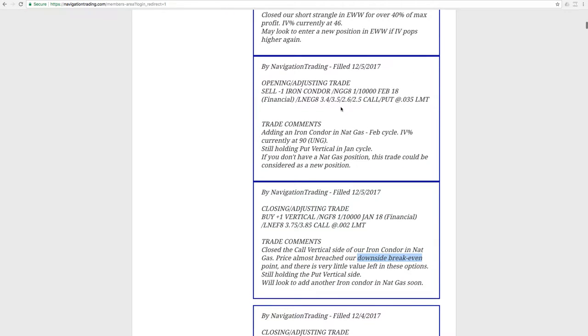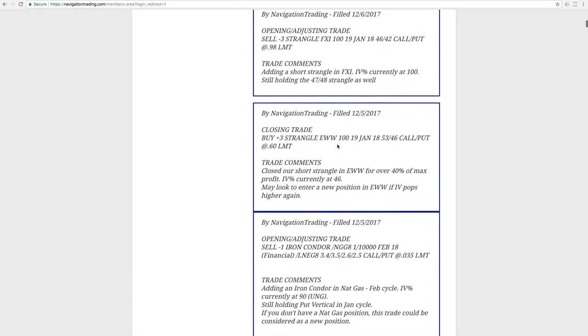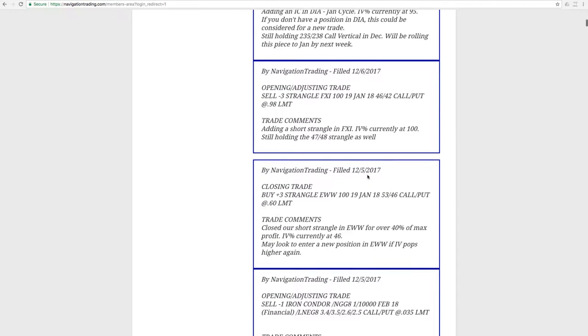Next trade, so that's the other nat gas iron condor I just mentioned. And then in EWW, we had a closing trade where we closed out a short strangle for a little over 40% of max profit. So that was a nice trade.